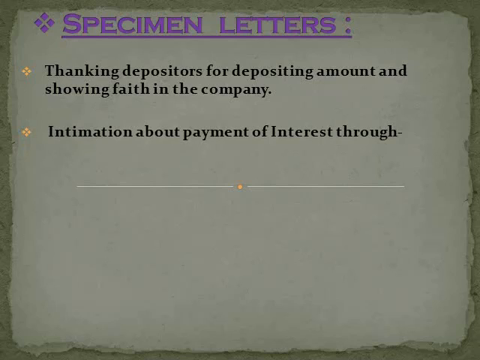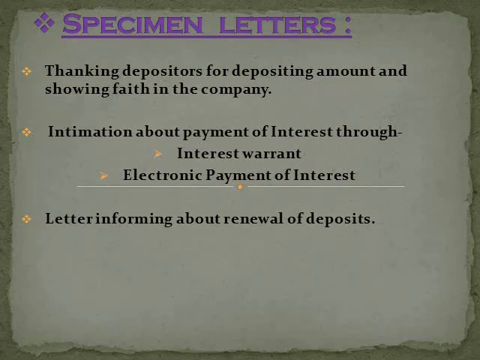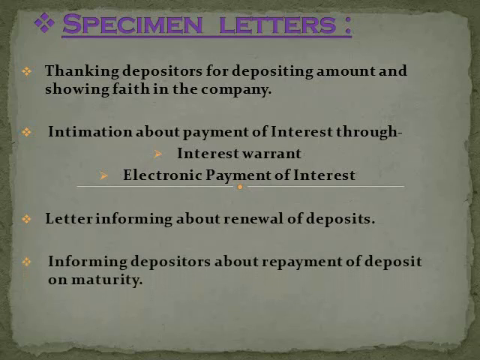ओके, उसके बाद है इन्फॉर्मिंग अबाउट द पेमेंट ऑफ इंटरेस्ट, मतलब अभी डिपॉजिट के ऊपर डिपॉजिटर्स को इंटरेस्ट मिलने वाला है. लेकिन वो इंटरेस्ट दो वे से करते हैं, दे पे इंटरेस्ट बाय अ टू वेज, दैट इज फर्स्ट इज इंटरेस्ट वारंट एंड सेकेंड इज इलेक्ट्रॉनिक पेमेंट ऑफ इंटरेस्ट. थर्ड वन, लेटर इन्फॉर्मिंग अबाउट रिन्यूअल ऑफ डिपॉजिट, तो रिन्यूअल हो रहा है उसका, इसके रिलेटेड लेटर है. एंड इन्फॉर्मिंग डिपॉजिटर अबाउट रीपेमेंट ऑफ डिपॉजिट ऑन मैच्योरिटी, मतलब यहाँ पे डिपॉजिट मैच्योर हो रहा है, उसकी मैच्योरिटी हो गई है और अभी उस डिपॉजिटर को एक लमसम अमाउंट मिलने वाला है, तो उसके रिलेटेड लेटर लिखना है.